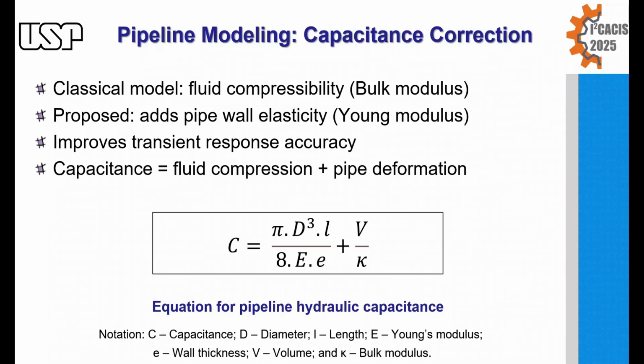This correction enhances the model's ability to capture transient effects such as pressure surges and wave reflections, phenomena that directly affect pipeline control system performance. As a result, this formulation enables accurate simulation of hydraulic dynamics without relying on physical testing.